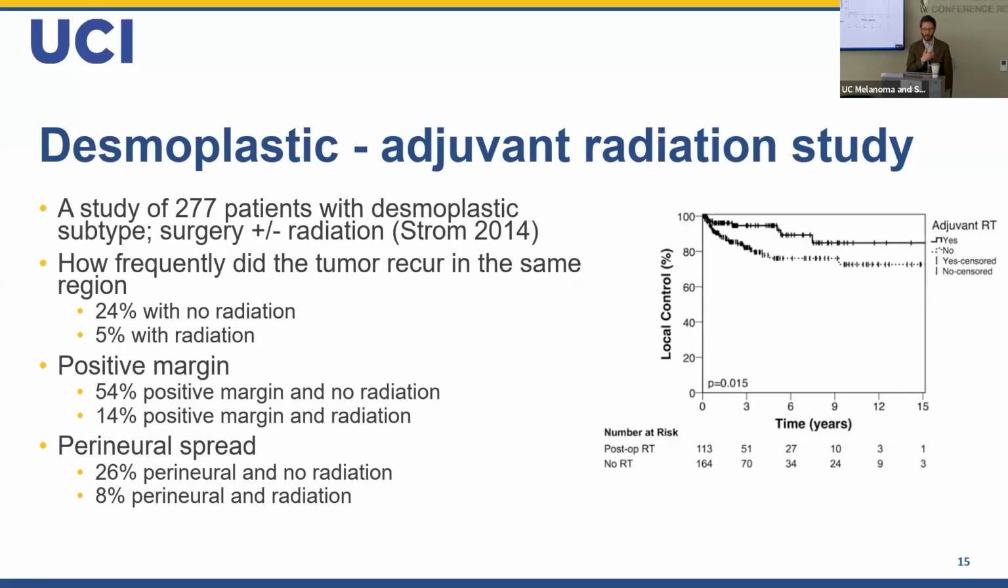This is that uncommon type of melanoma, desmoplastic. It's been well studied. It is uncommon, so it's hard to do clinical trials for this subtype of skin melanoma. But retrospective studies have been done. For example, in all comers with this type of melanoma, the chance that the tumor recurs in the same location is 24% when radiation is not given, 5% when it is given. There seems to be a real benefit. That benefit is even more dramatic when looking at whether or not there are positive margins after surgery, or specific tumors that have perineural spread, the other indication.